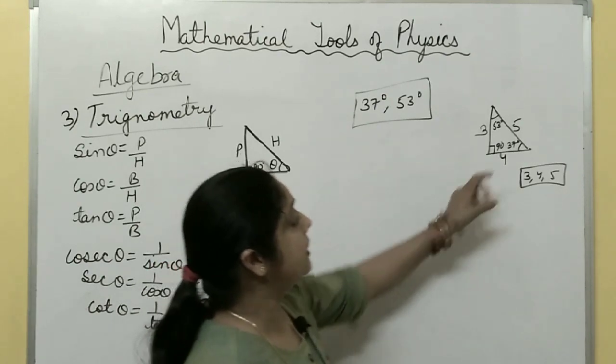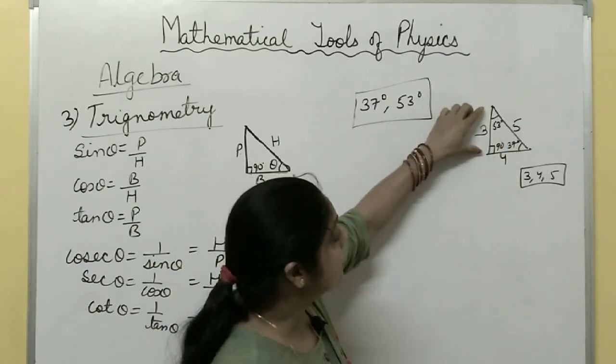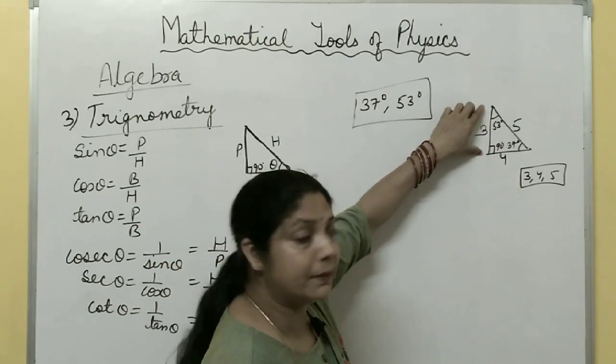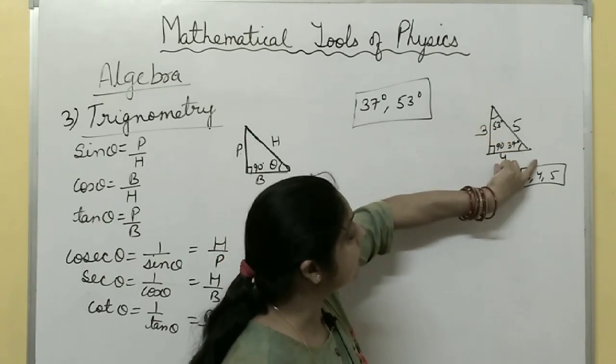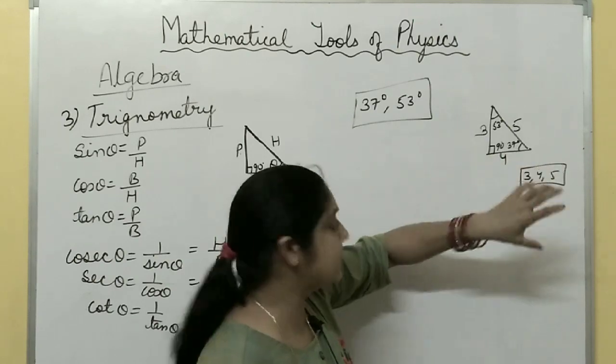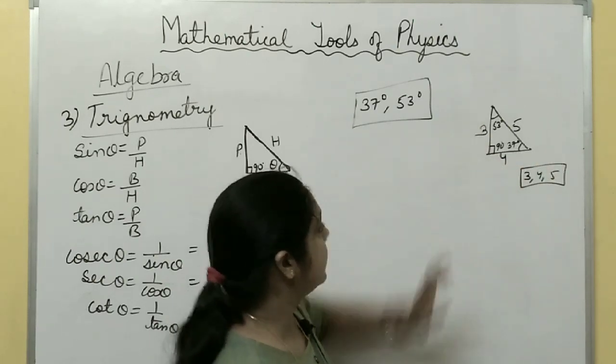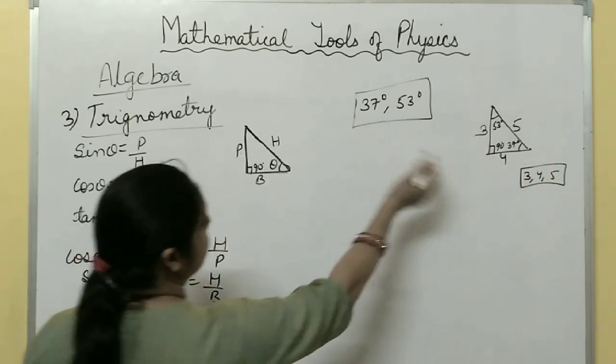If you take this 37 degree angle, this 3 becomes what? Perpendicular. But if you take 53 degree angle, then in that case this 4 becomes perpendicular. So you must know all these things. I know, but you must remember these things, right?